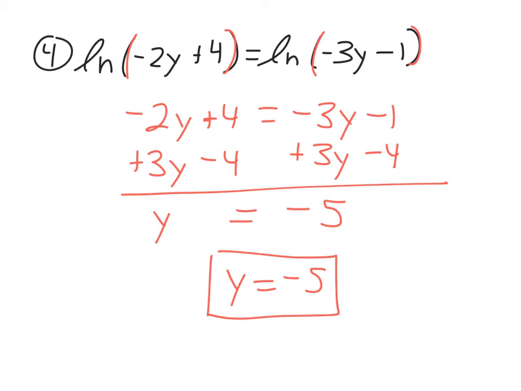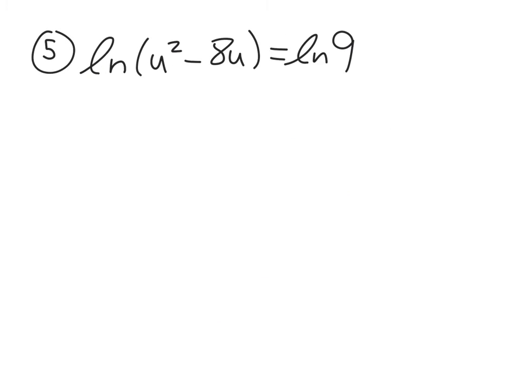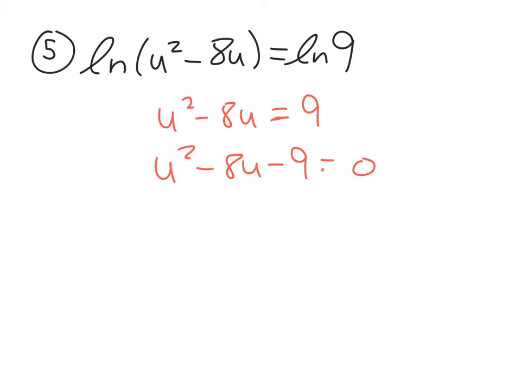All right, example number 5. Again, we have a situation with log of one side equals log of the other side. So these things inside of the logarithms must be equivalent. But now we've arrived just at a quadratic equation to solve. So I'm going to subtract 9 on both sides and get this set equal to 0.